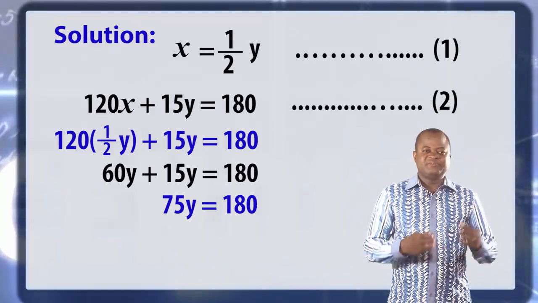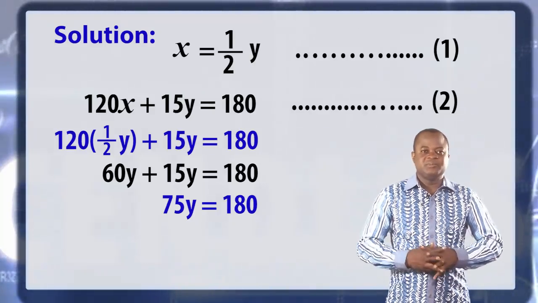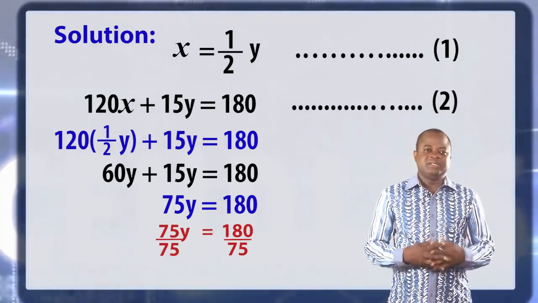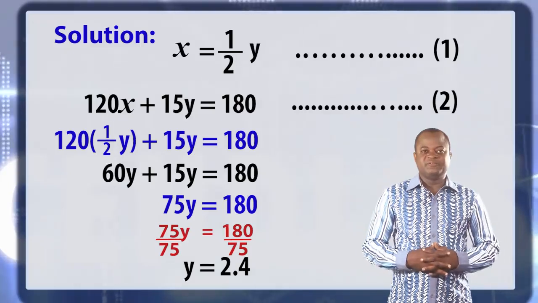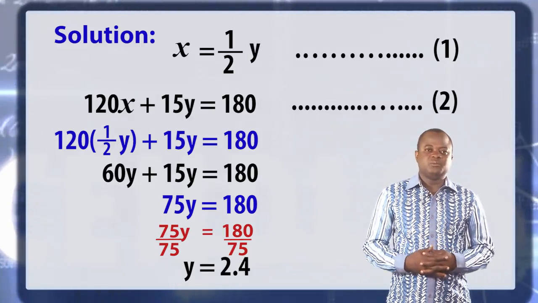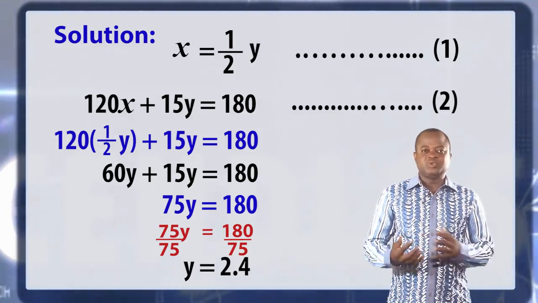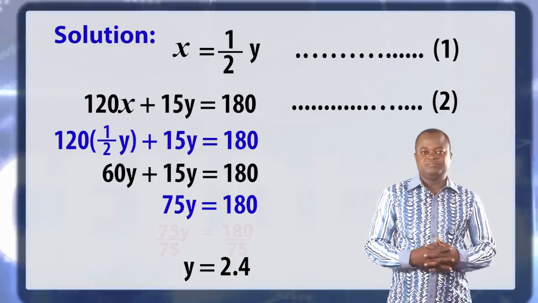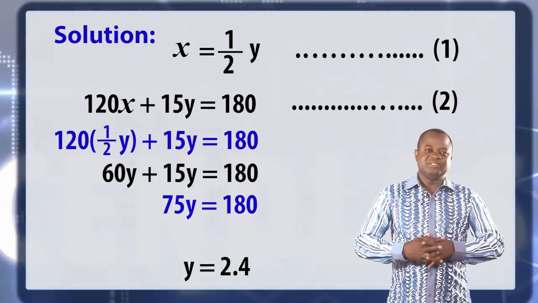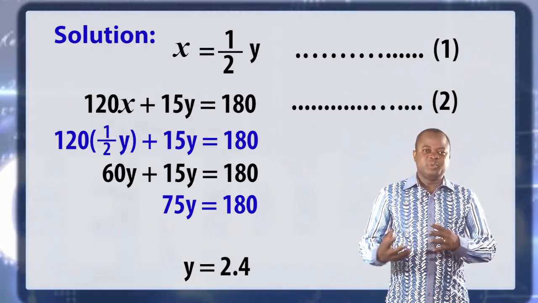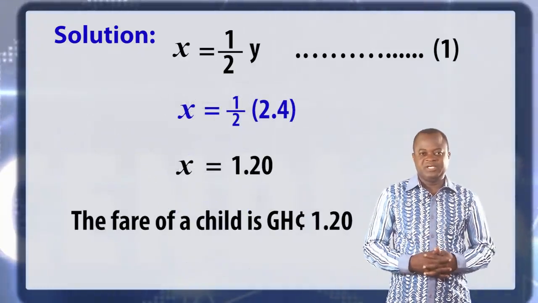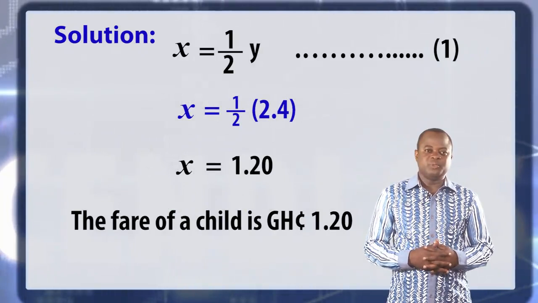Solving, we have 75y is equal to 180. So we now divide both sides of the equation by 75. And that will give us y is equal to 2.4. Now to solve for the value of x, we have to put y is equal to 2.4 into equation 1, which is x equals half y. So wherever we see y, we put 2.4 there. And so we have x is equal to half times 2.4. And that will give us x equal to 1.20.